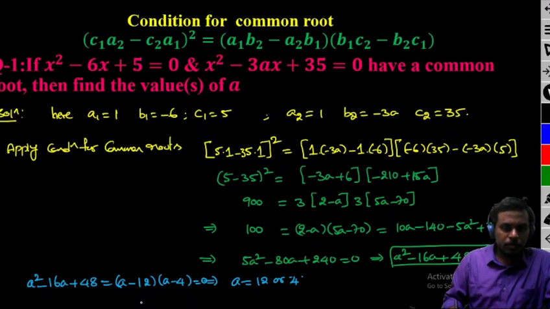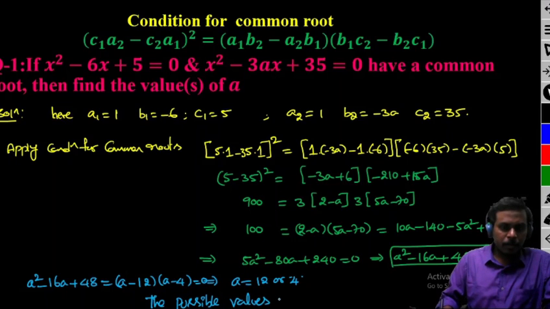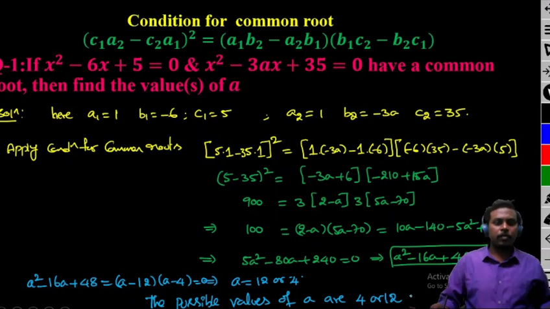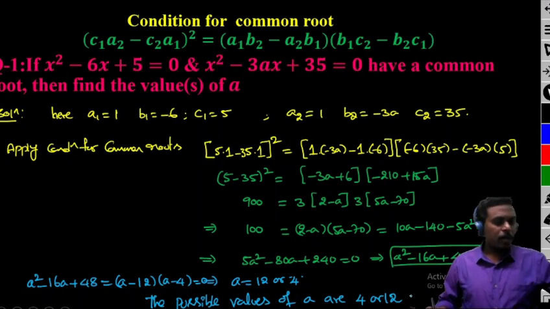So the possible values of a are 4 or 12 actually. So we have found out the value, or there are actually two values. One is 4, another one is 12. Okay. Now let's move on to the next question.